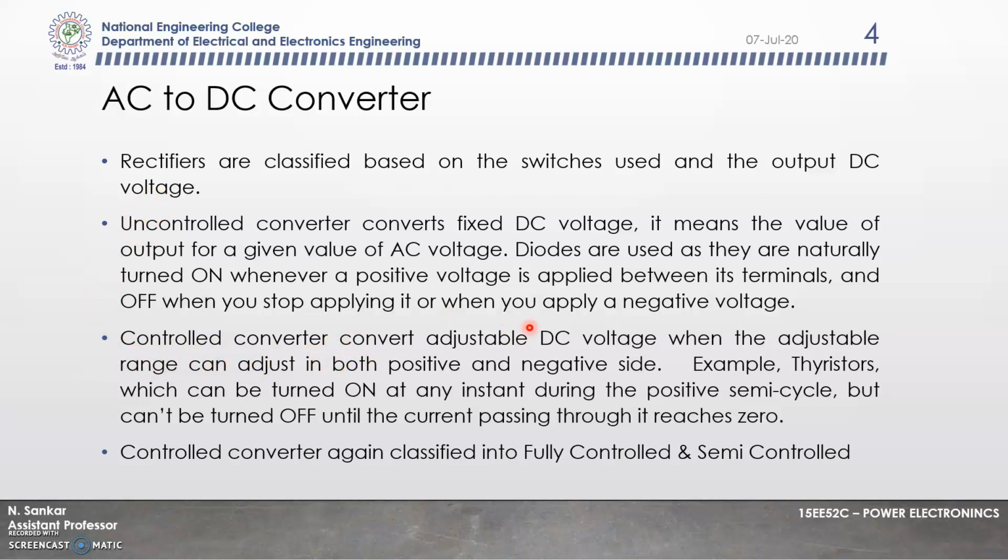So what are we using? We are making use of a thyristor. A thyristor can be turned on whenever the anode voltage is greater than the cathode voltage. That's the one thing, and you have to apply some gate pulse. Based on the gate pulse, the thyristor gets turned on.